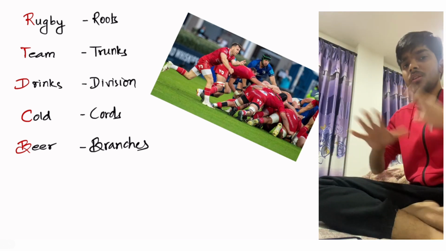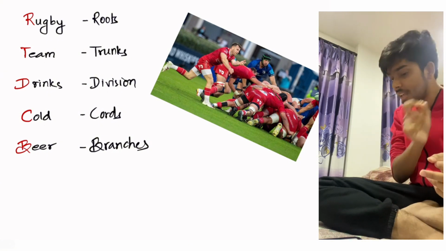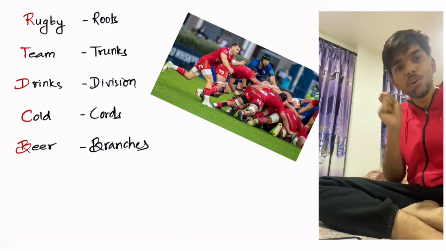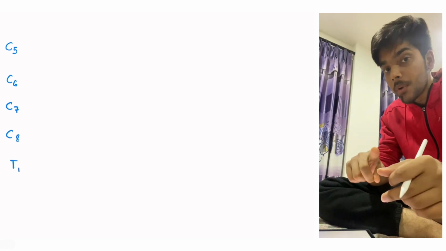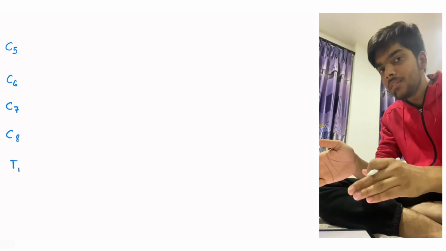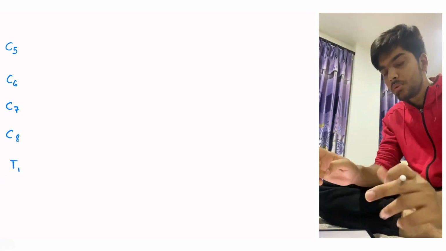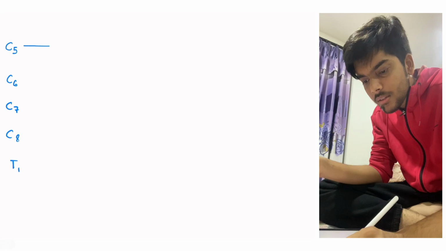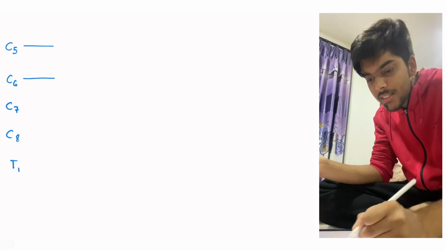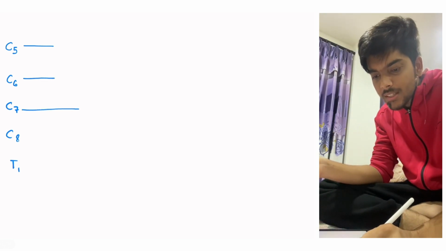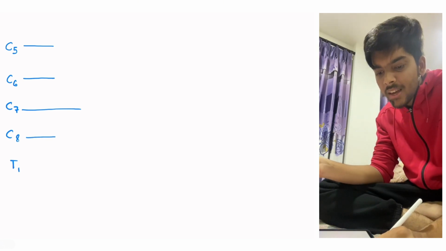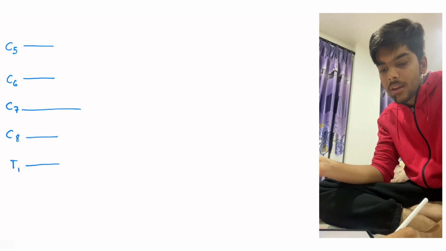Now I'm going to draw the whole thing, and this diagram which I'm going to draw is the one that you have to draw in the exam as well. Remember, rugby team drinks cold beer. Roots, trunks, divisions, cords, and finally branches. So first we got the roots. Roots arise from C5, C6, C7, C8, and T1 spinal nerves.